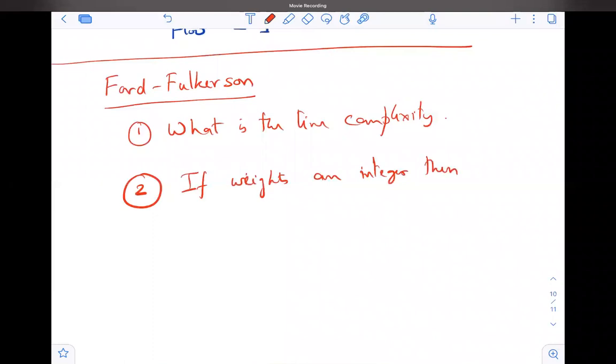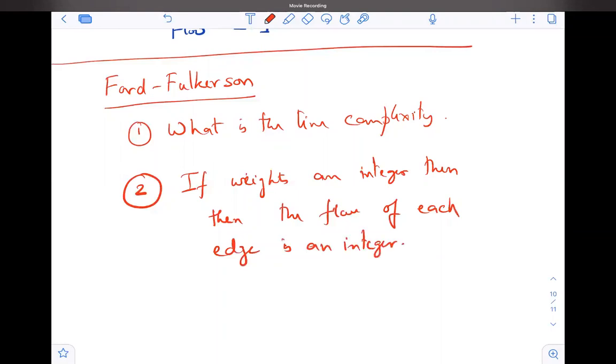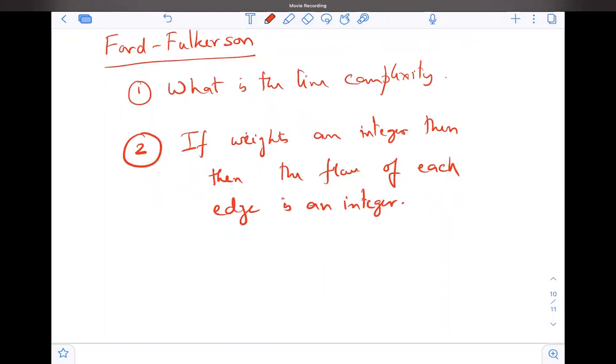then every time I update it, I increase the flow by an integer value. So the flow on each edge is an integer. Okay, so this is very interesting. This means if it is integer, then not only are we going down by at least one every time, I mean, the minimum cut is going down by at least one, we are also producing a flow of integer values.